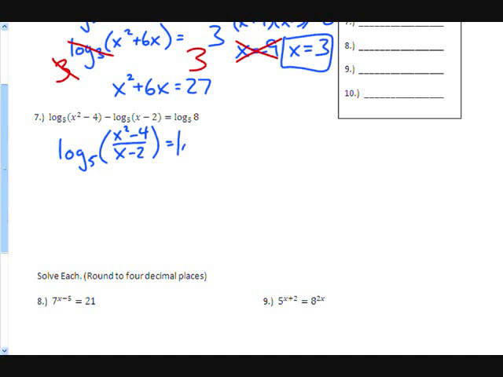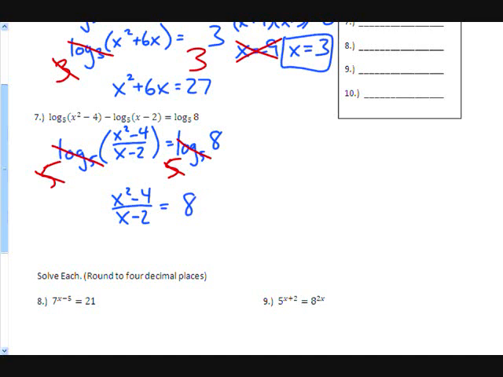Over here I've got log base 5 of 8. And now to undo log base 5, I can do 5 raised to the power of each side. And what happens, log base 5 and 5 cancel, log base 5 and 5 cancel. So I'm left with x squared minus 4 over x minus 2 equals 8.